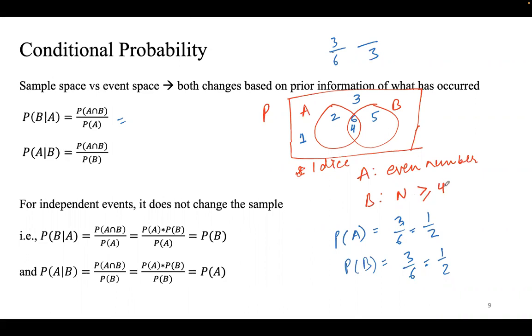will get a number greater than or equal to 4? So now you only have these 2 options. So it's 2 by 3 now. So this is your new probability.